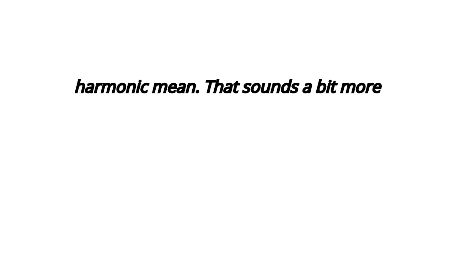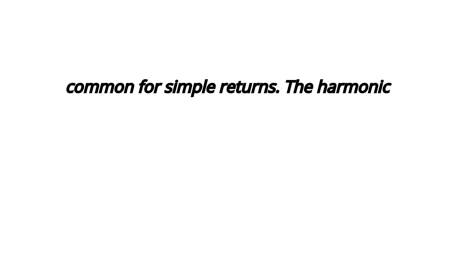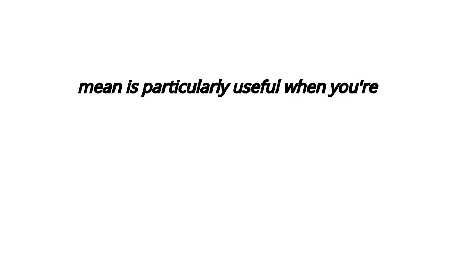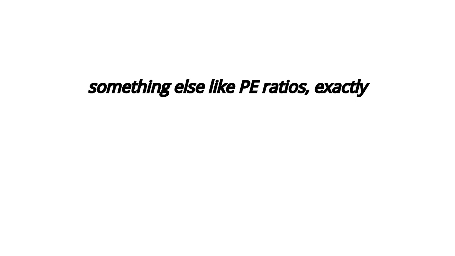And then there's the harmonic mean. That sounds a bit more specialized. When would this be the right measure for returns? Yeah, it's less common for simple returns. The harmonic mean is particularly useful when you're averaging ratios or rates, things expressed in terms of per unit of something else. Like PE ratios. Exactly, like averaging price-to-earnings ratios across a group of stocks.